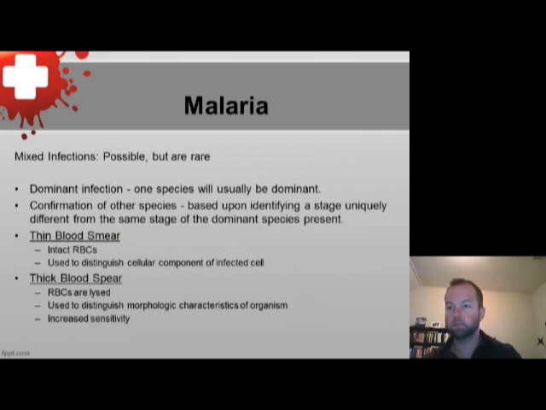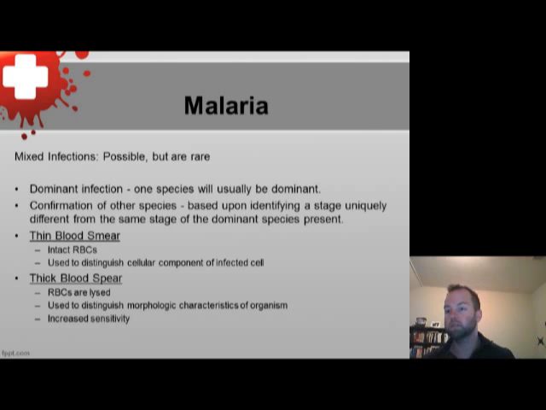Multiple stages can be present in infection, but usually there's one dominant stage. There can be multiple Plasmodium infections, but again, there is typically one dominant form over the other Plasmodium. This would be differentiated using a unique characteristic specific to the sub-infection, in the Plasmodium species that isn't the dominant infection.